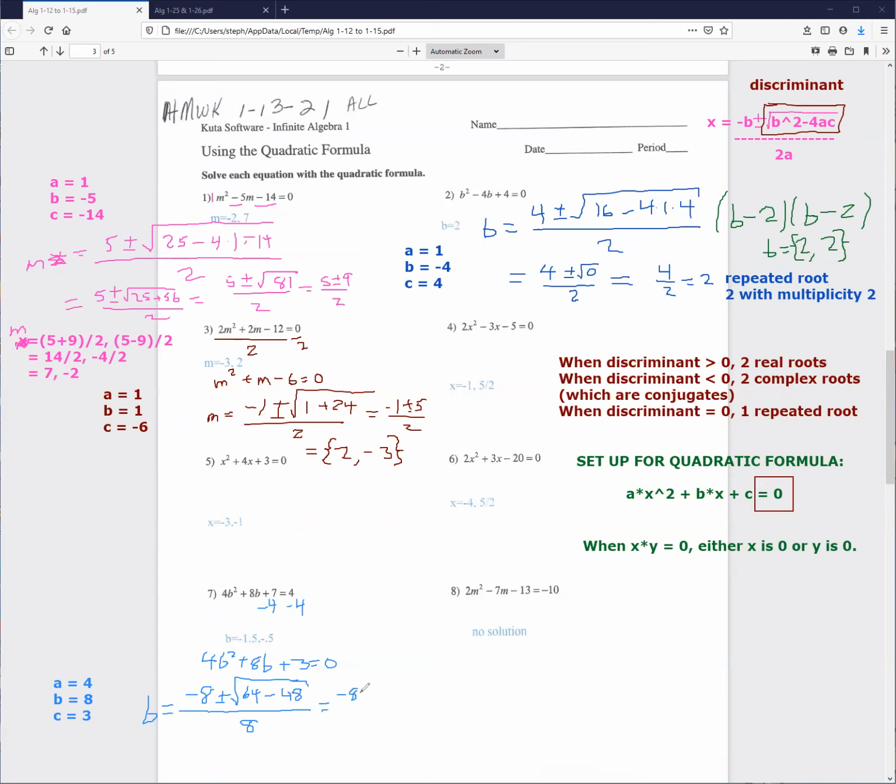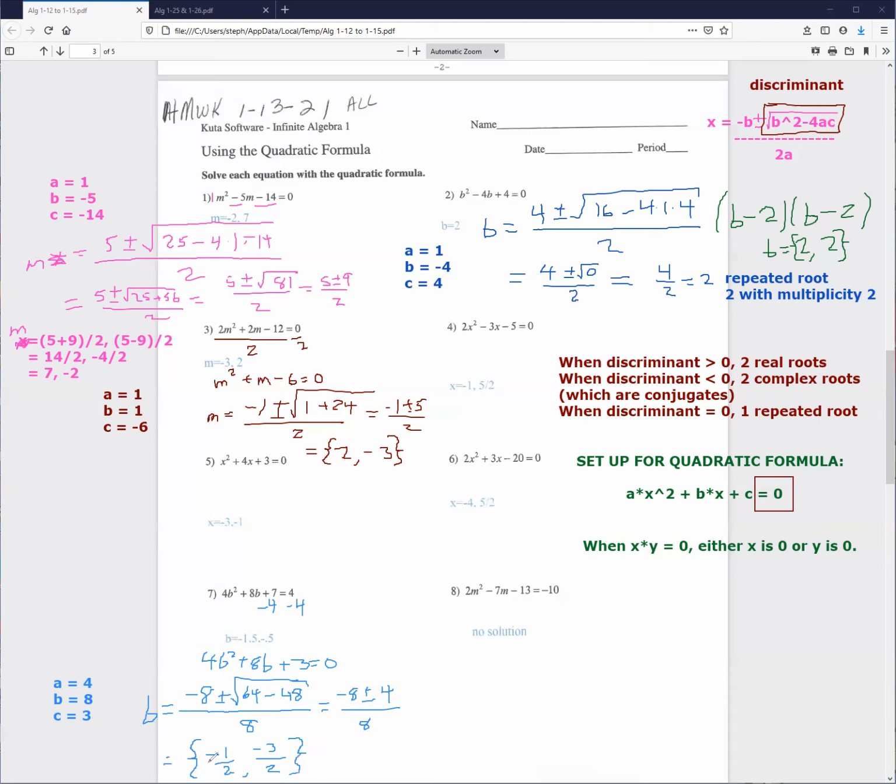Negative 8 plus or minus the square root of, this is 16, so the square root here is 4, over 8. So we have negative 8 plus 4, which is negative 4 over 8, or negative 1/2. And we have negative 8 minus 4, which is negative 12. Negative 12 over 8 is negative 3/2. If you don't believe me, write it out in a couple steps, and you should get the same thing.